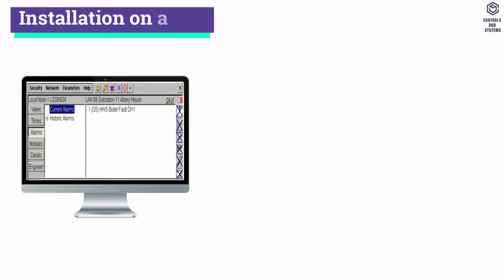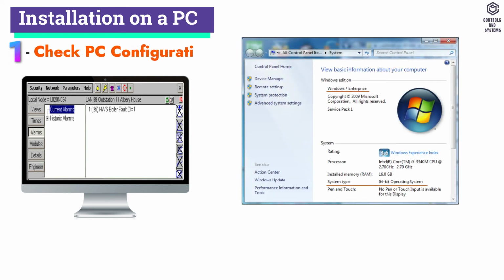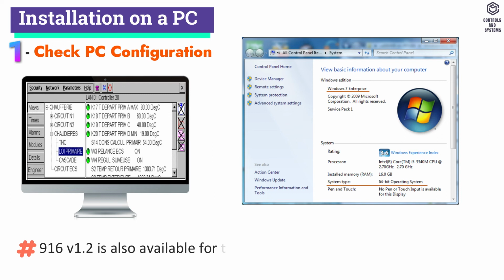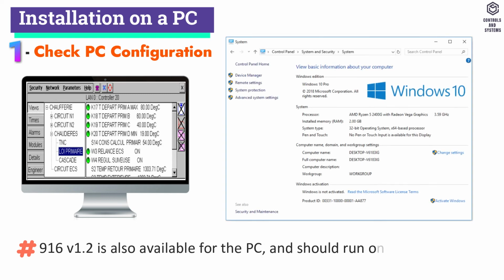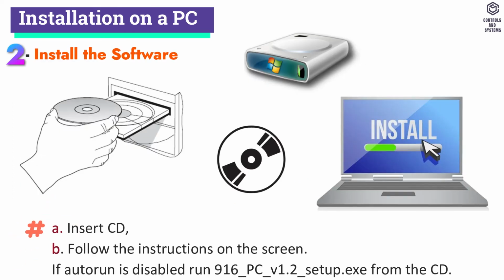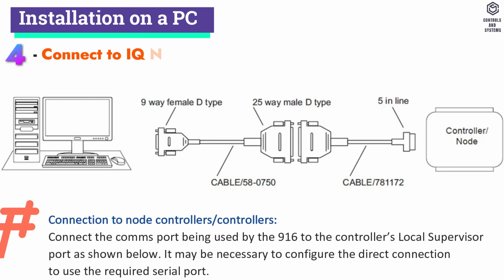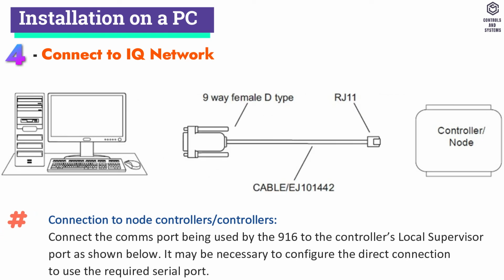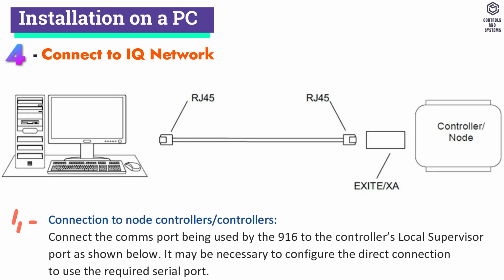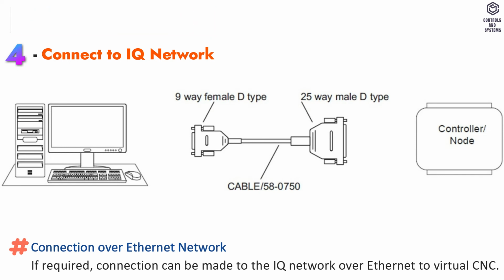Installation on a PC. Step 1. Check PC configuration. 916 version 1.2 is also available for the PC, and should run on PCs of almost any specification. Step 2. Install the software. Step 3. License 916. Step 4. Connect to IQ network, connection to node controllers and connection over Ethernet network.